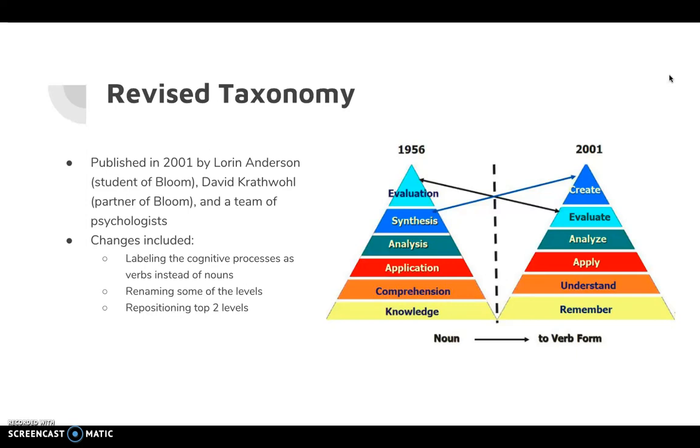As you can see in the picture to the right, the processes are now labeled as verbs instead of nouns, which emphasizes that these processes are skills that can be learned and grown. Some of the levels were also renamed. Knowledge is now called remembering, comprehension is understanding, and synthesis is creating. The position of the top 2 levels was also switched, so that creating is now above evaluating.